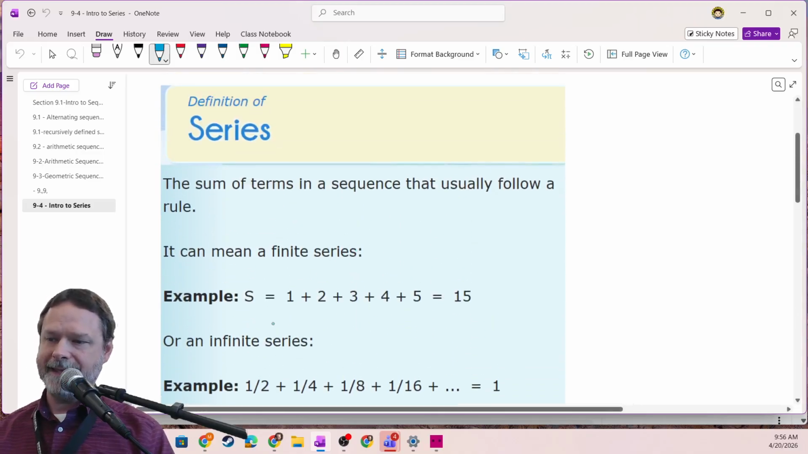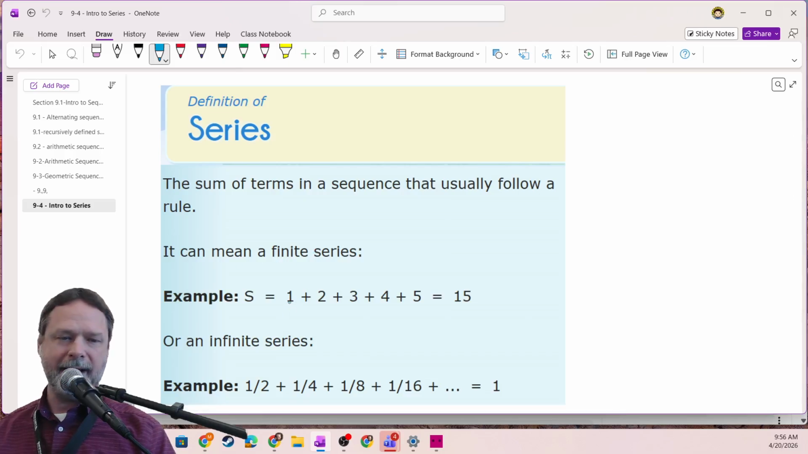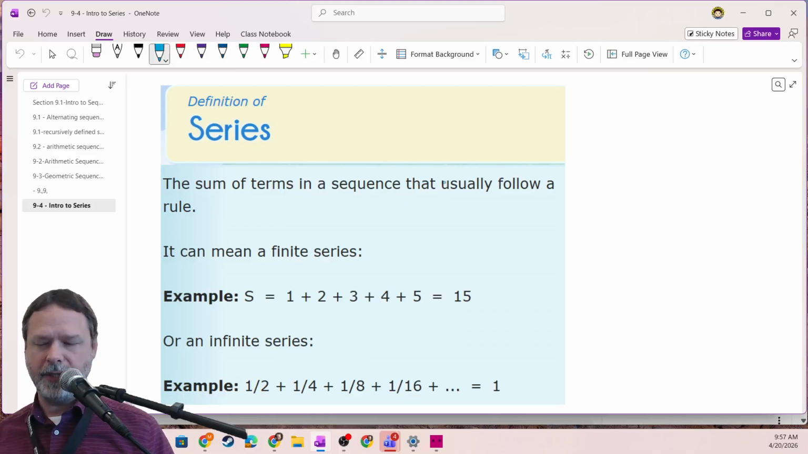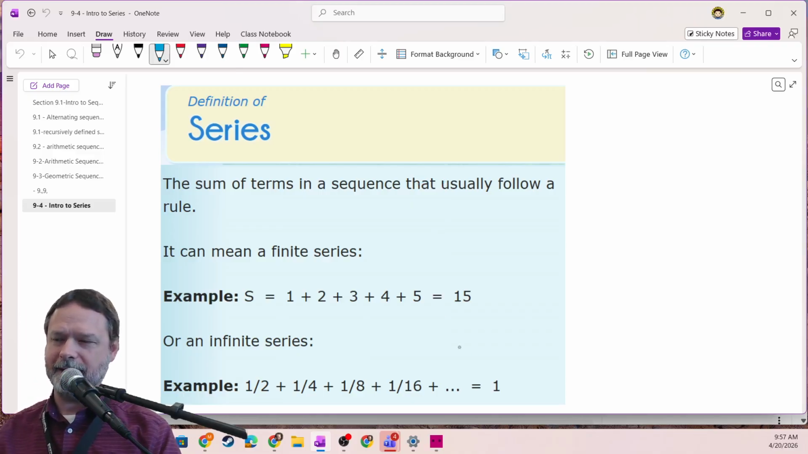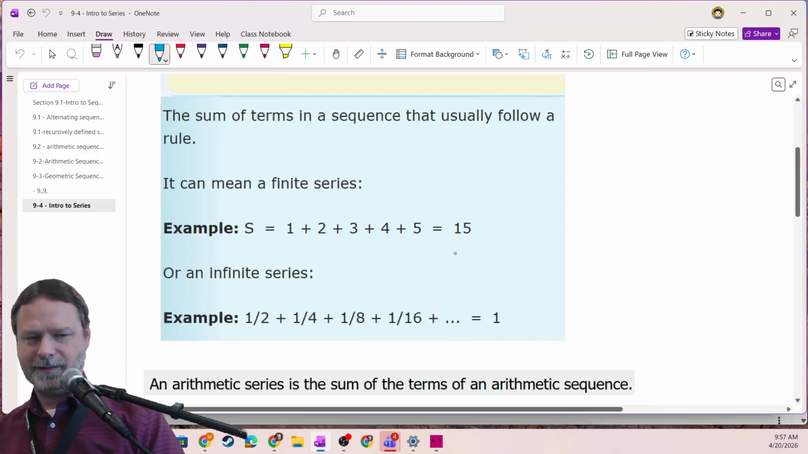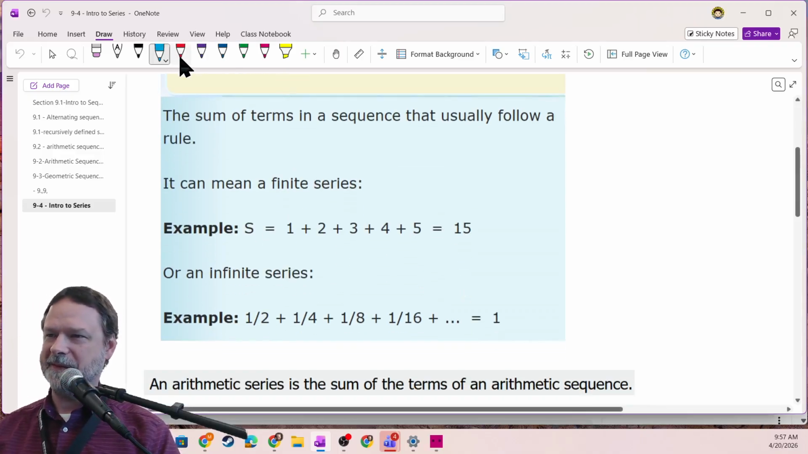So here's some examples of series. Here's a finite series where we're adding a very simple arithmetic sequence, the counting numbers 1, 2, 3, 4, 5. So the first 5 counting numbers, we add them up. There's 5 terms. We get 15. I believe that's also known as a triangular number, aren't they? They are. Those are triangular numbers in case you didn't know. There's a reason they're called triangular. We may get into that later.